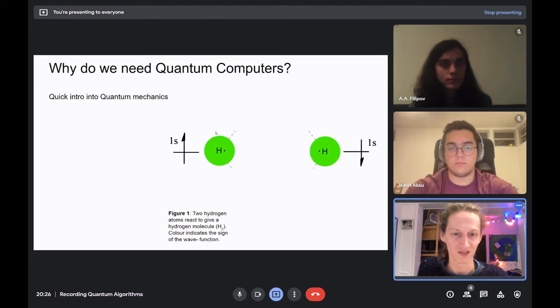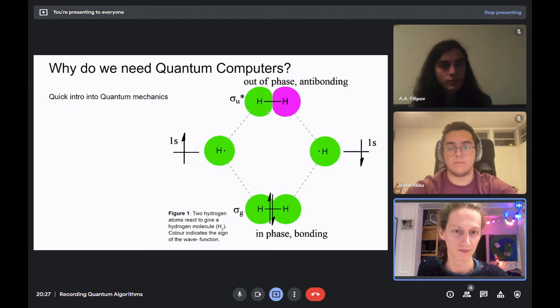Let's first recall how we calculate the molecular orbitals of a hydrogen 2 molecule. So we have a hydrogen atom with the 1s orbital and another one with the 1s orbital. We can construct the molecular orbitals by making a linear combination of these two orbitals, and then we get the bonding and anti-bonding orbitals, in which the two atomic orbitals are either in phase or out of phase.